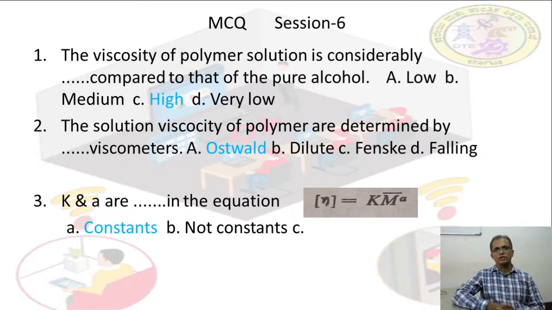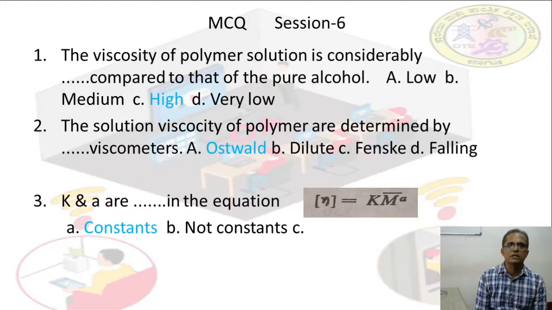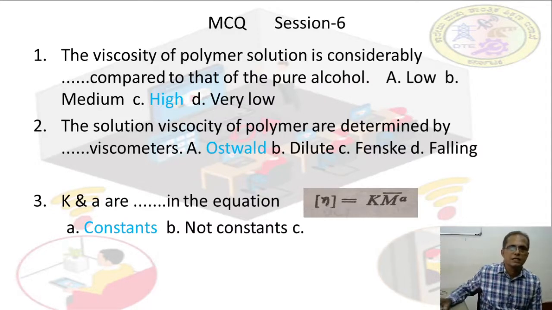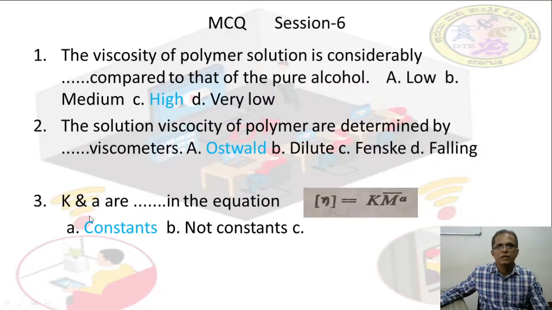Now, at the end of the session, let us discuss some multiple choice questions. First: the viscosity of polymer solution is considerably dash compared to that of pure alcohol. The viscosity of polymer solution is considerably high compared to that of pure alcohol. So the answer is high.